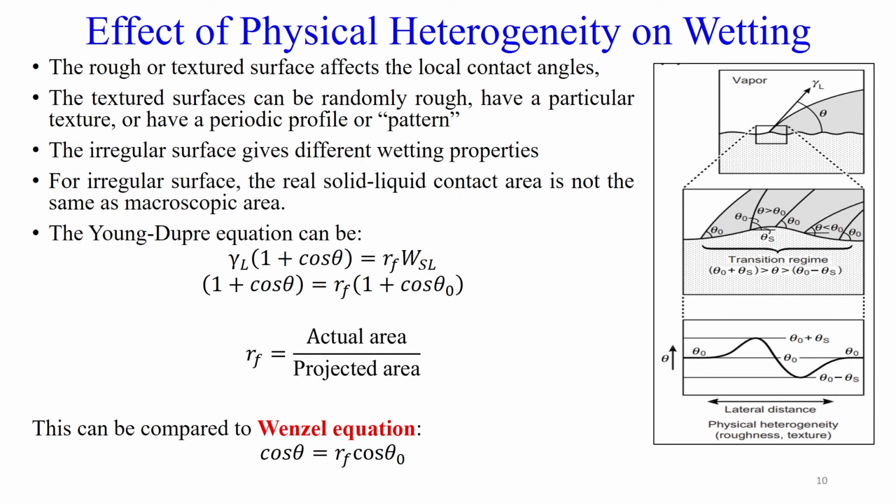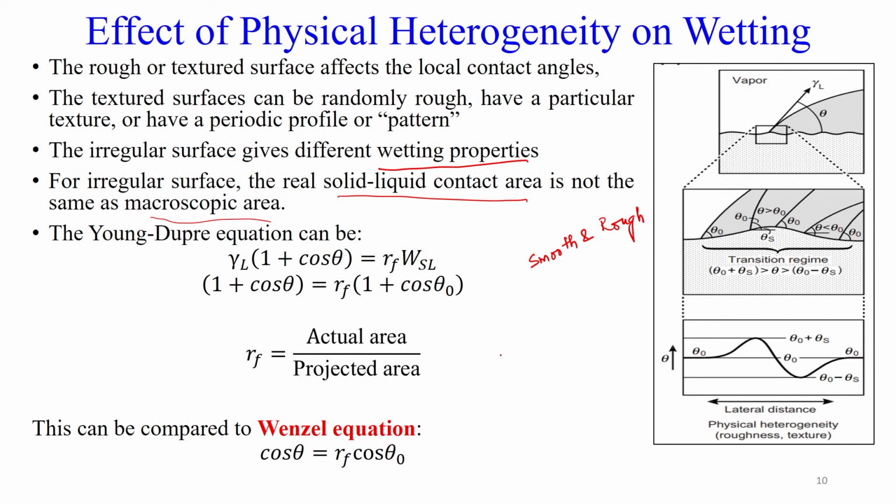So, in this case, we have a smooth surface and a rough surface. If it is a rough surface, it is going to have a different wetting property. Why is it going to have a different wetting property? Because in the case of an irregular surface, the real solid-liquid contact area is not the same as the macroscopic area, or you can say the projected area.